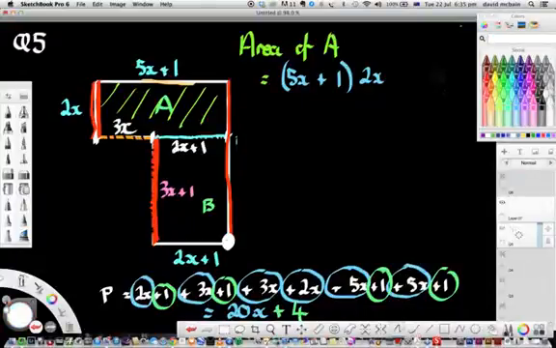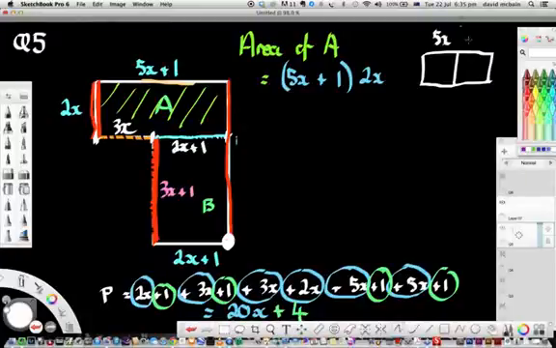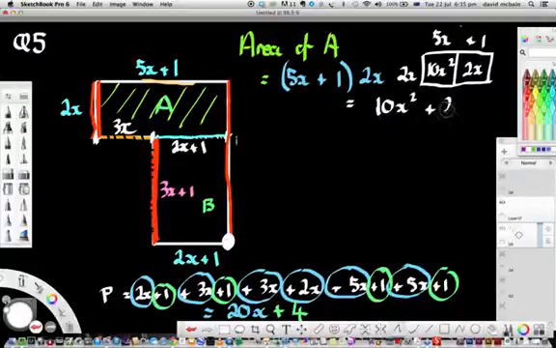Now, we can use the box method here. This is a 2 by 1 box we need, because there's only one set of brackets here, so I only need a box like this. So it's 5x plus 1 across the top and 2x across the side. So 2x times 5x is 10x squared, and 2x times 1 is 2x. So the area of that box will be 10x squared plus 2x.